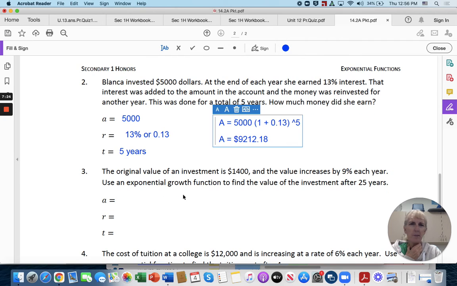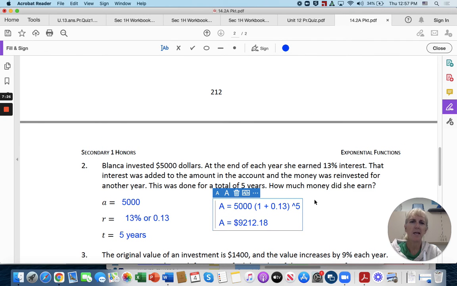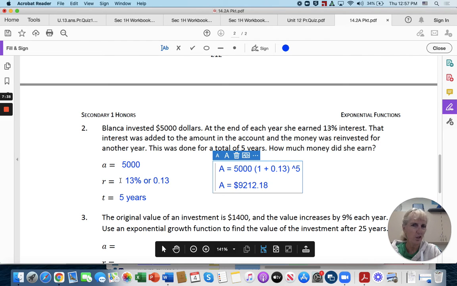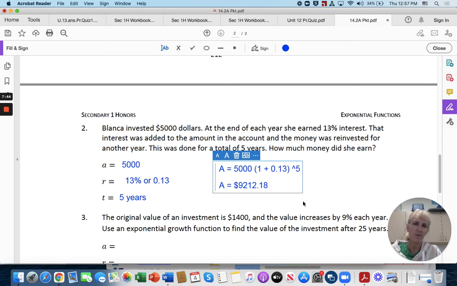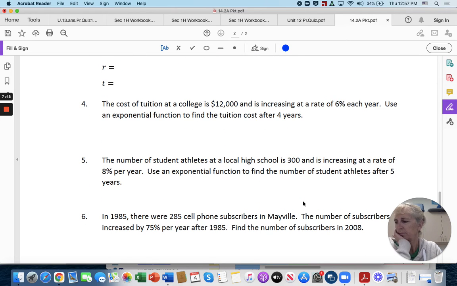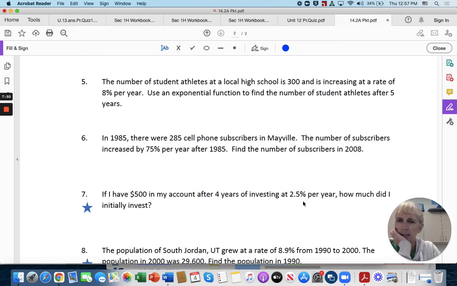Again, with the exponential function, big A is going to be how much money you're going to have at the end. Little a is how much money you have in the beginning. R is your rate, and that's usually interest, and you'll keep that generally in decimal form, and the time is the amount of years.